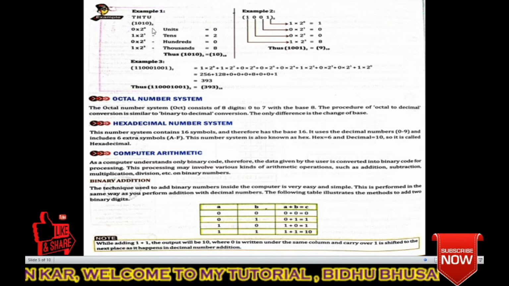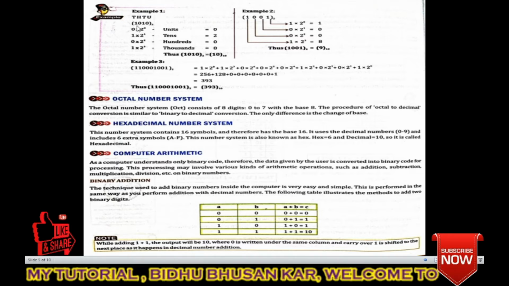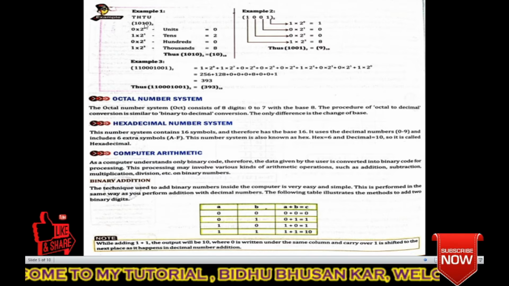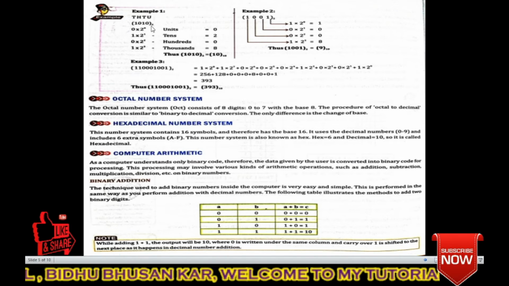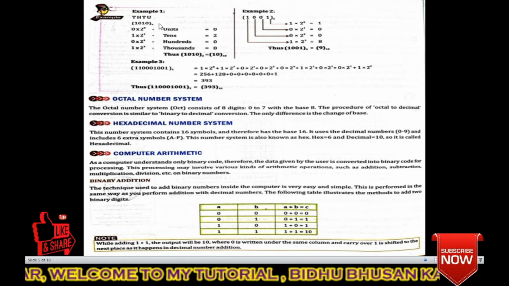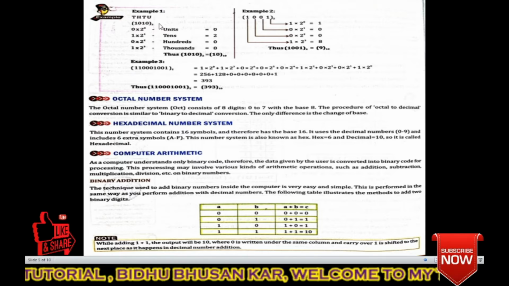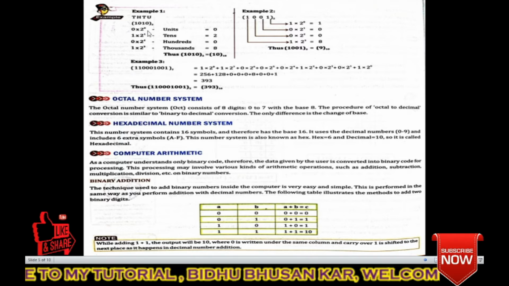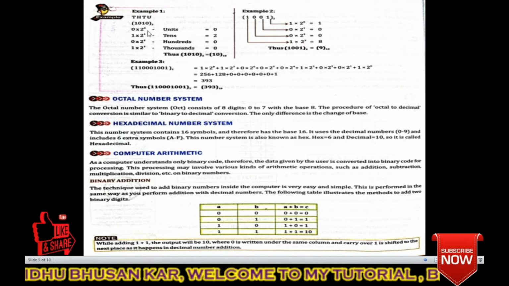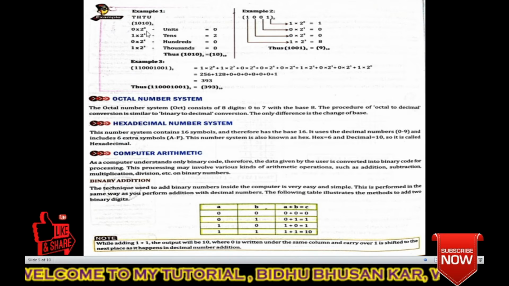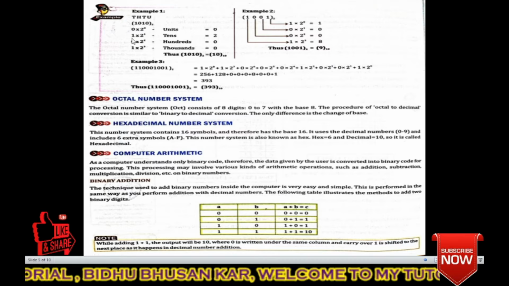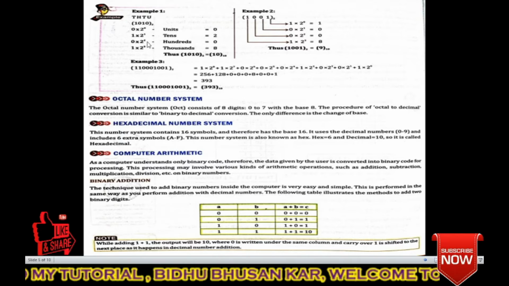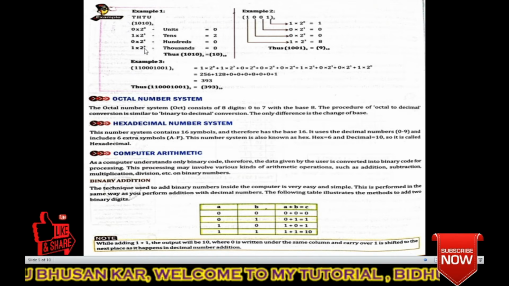How can it be done? Let's see. Suppose this is your binary number. Obviously the base will be 2, 1 0 1 0. Base 2 means this is a binary number. We can know from the base whether the number is decimal or binary. Okay, let's start. Here it is written 0 into 2 to the power 0, then 1 into 2 to the power 1, then 0 into 2 to the power 2, then 1 into 2 to the power 3.